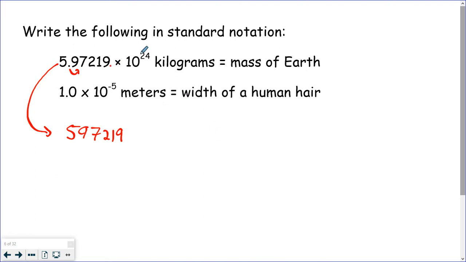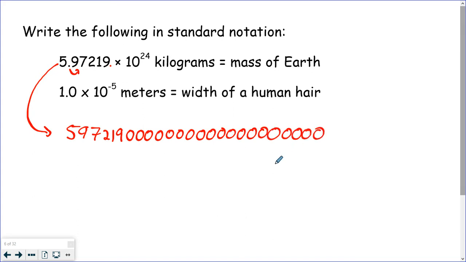I'm going to keep going because I have to go 24 times. So that's 5, 6, 7, 8, 9, 10, 11, 12, 13, 14, 15, 16, 17, 18, 19, 20, 21, 22, 23, 24. And that is a lot of zeros. That's the mass of the Earth. Put your units at the end in kilograms. And that's written in standard notation.